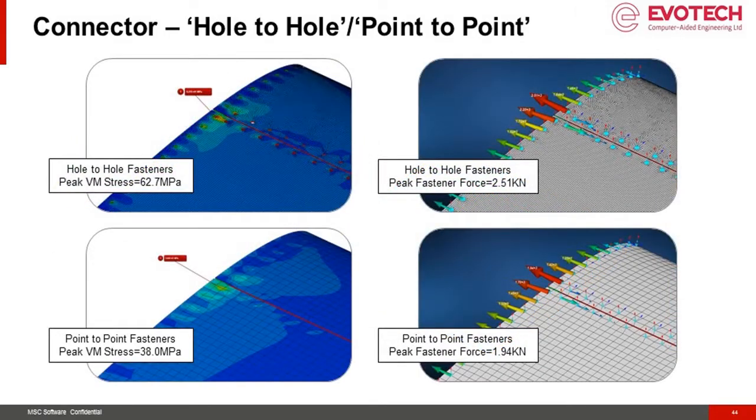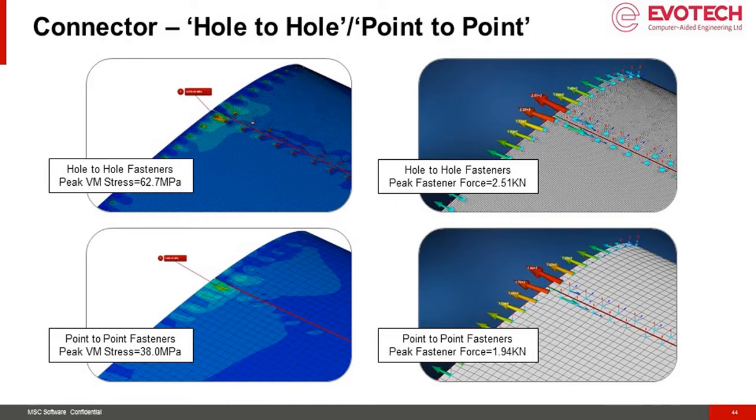And then if we look at the discrete regions, so on the left hand, the two left hand images are again showing peak von Mises stress. So the hole-to-hole fasteners, the peak von Mises stress is 62.7 MPa versus 30 MPa for the point-to-point approach. Now some of this will be due to the flexibility built into the fastener definition by virtue of actually modelling the hole, but some of it will also be brought in by the fact that we have a much coarser element edge length for the bottom image.